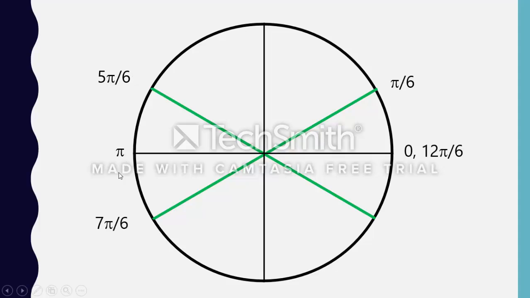Similarly, if I look at this angle measurement, I have pi over 6 plus pi, which gives me 7 pi over 6. And lastly, over here, I have 12 pi over 6, or 2 pi, minus pi over 6, which gives me 11 pi over 6.